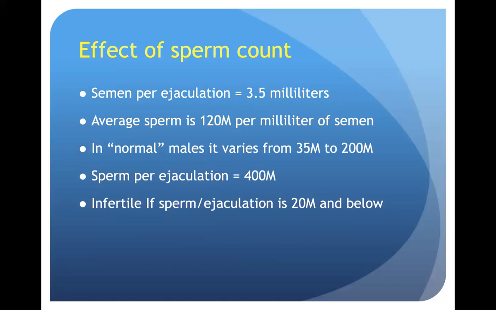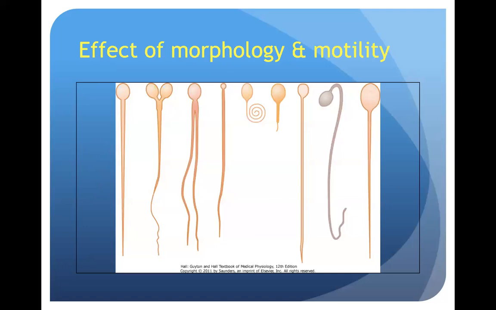Kasi kung below 20 million ang sperm count mo per ejaculate, you are already considered infertile. Kaya nga sinasabi, di ba, lahat tayo champion. Kasi nga, biro mo, 400 million average, and then ikaw yung nabuo. Isang champion sperm cell ka daw.